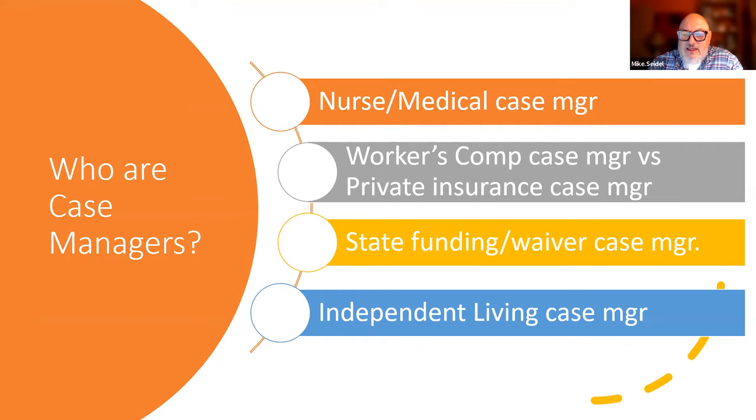Work comp versus insurance case managers are different only by their employer and the extent of the individual's coverage limitations. Work comp can have no limitations to covered benefits, while private insurance will have coverage limitations. Both case managers are instrumental in the approval and authorization process of AT. Sue? Yep.